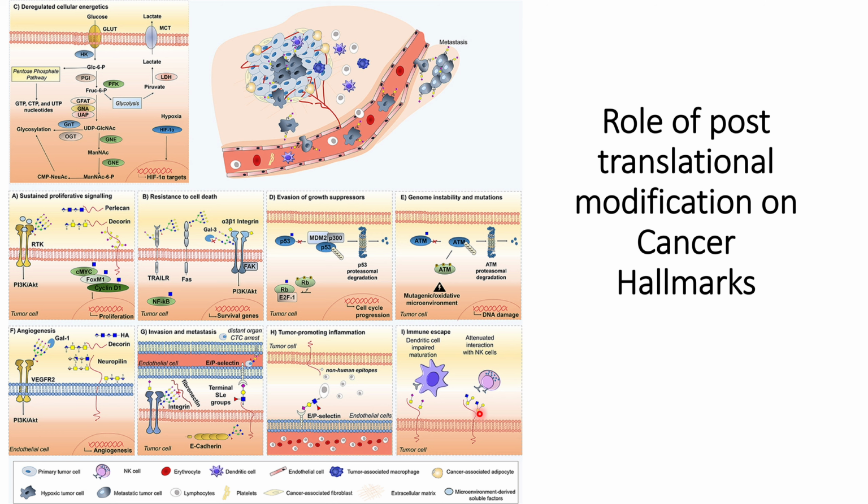At the same time, some of the glycan structures also attenuate the NK cell functions, or deactivate the NK cells. So in this case, the immune escape occurs by preventing the dendritic cells and the NK cells from interacting with the tumor cells. So this is a general overview of the effect of post-translational modification on the cancer hallmarks, or how post-translational modification contributes to the cancer hallmarks.